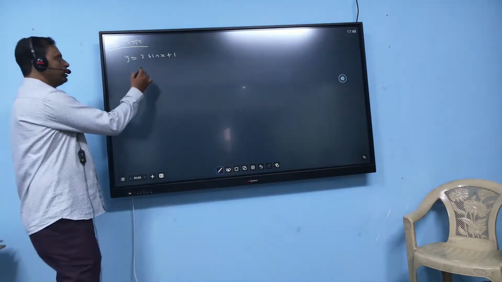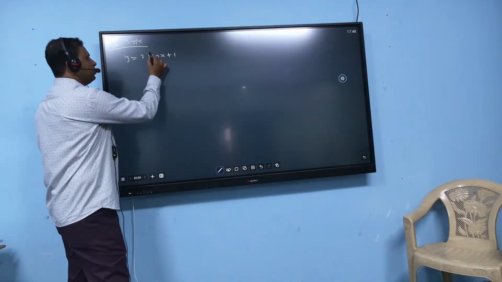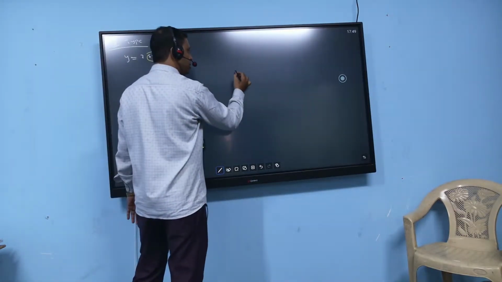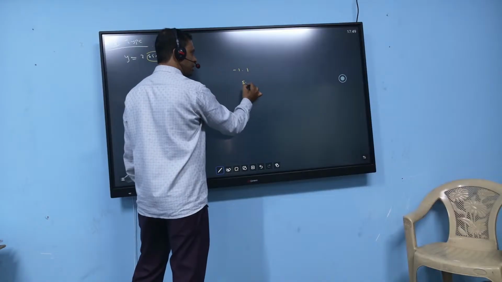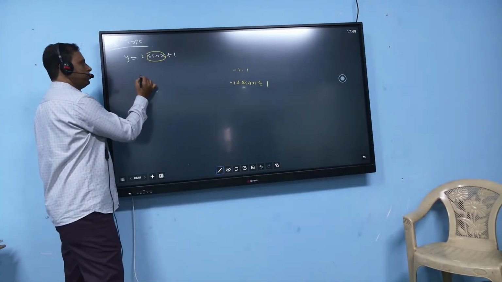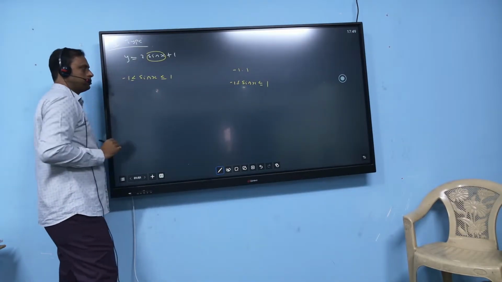First find out what is the range of sin x. What is the range of sin x? Minus 1 to 1. Correct? Sin x range is greater than or equal to minus 1, less than or equal to 1. So I'll write down here: sin x is less than or equal to 1, greater than or equal to minus 1. Any doubt?